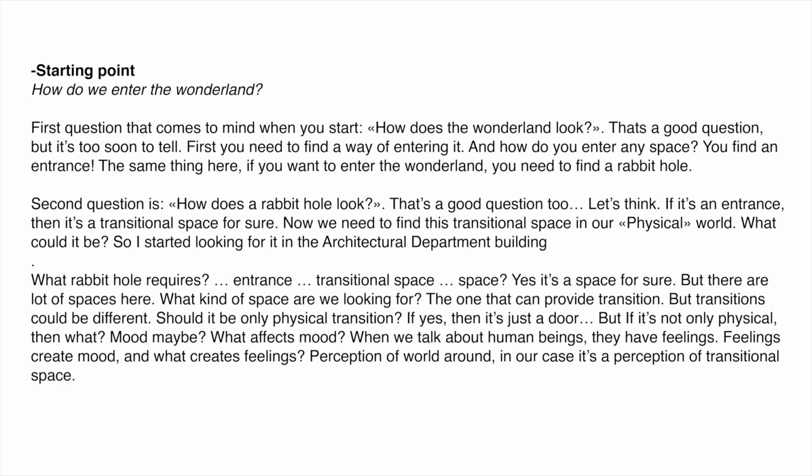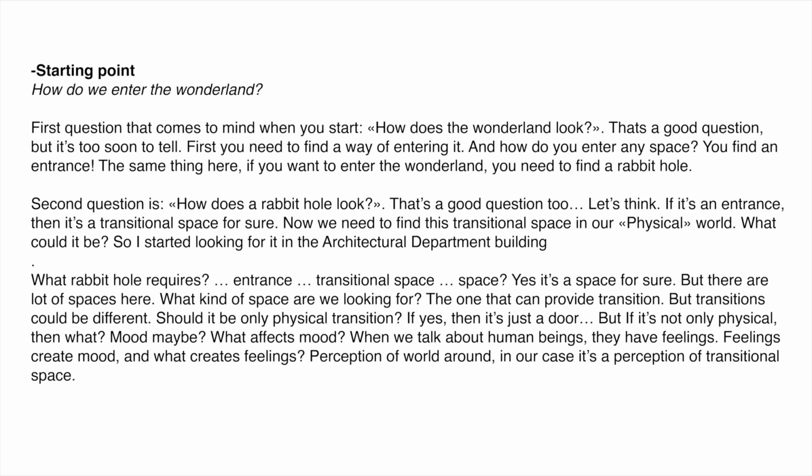That's a good question too. Let's think. If it's an entrance, then it's a transitional space for sure. Now we need to find this transitional space in our physical world. What could it be? So I started looking for it in the architectural department building. What does a rabbit hole require? Entrance. Transitional space. Space? Yes, it's a space for sure.